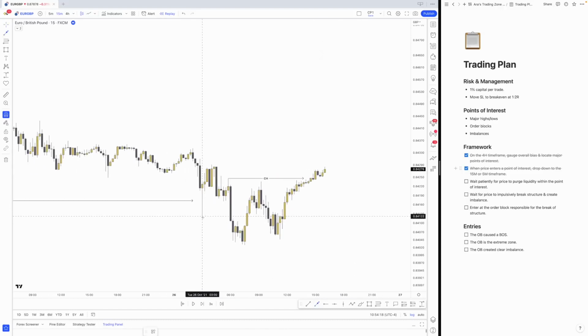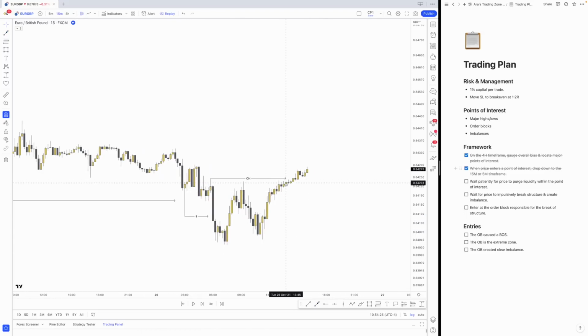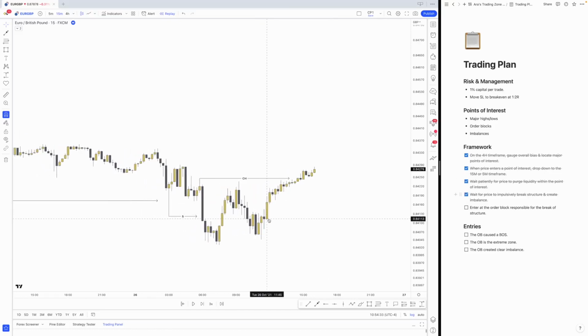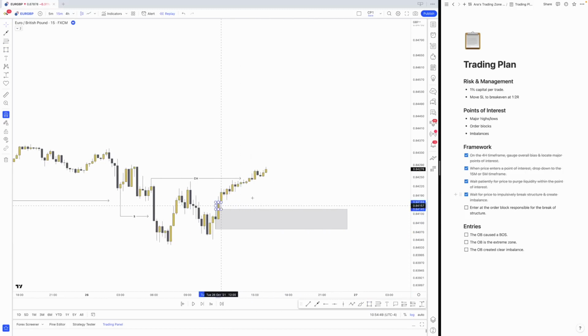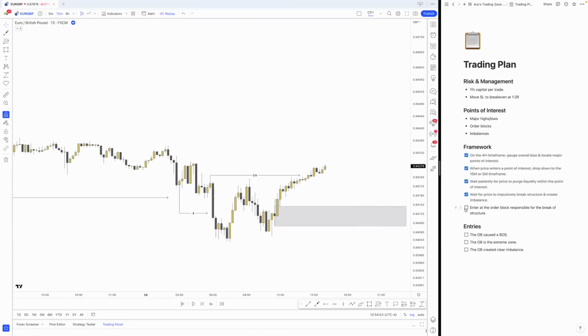Now we can also label this as an internal liquidity grab because that low was violated and then price pushed back up afterwards. So now that we've had the change of character, let's see if we got imbalance and an order block to go with it. So we do have some imbalance right here. Let me highlight that. There's our imbalance and the order block rests just below it. So we can now enter at the order block responsible for the break of structure or change of character.